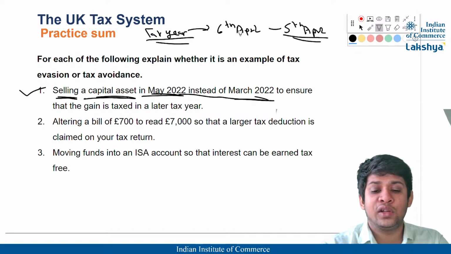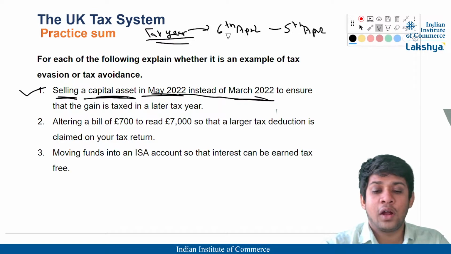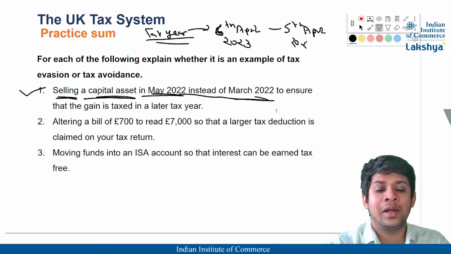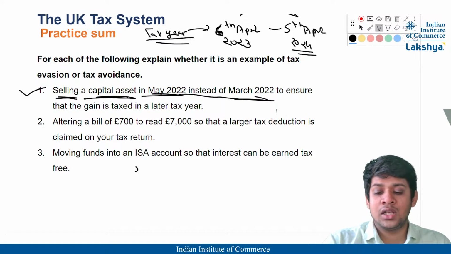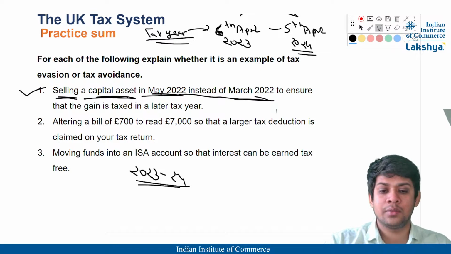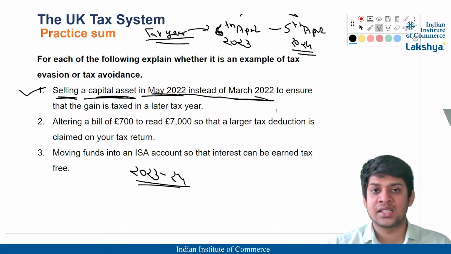Right? So technically for this year, my tax year started from 6th April 2023 and will end at 5th April 2024. Okay? So this tax year is known as the year 2023-24. This is my tax year. It starts from 6th April and ends at 5th April of the next year.